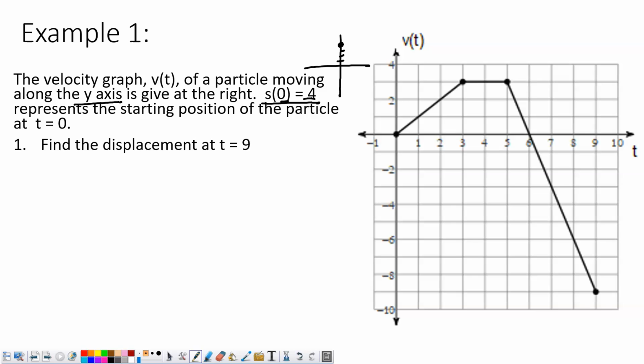So we talked about how to find displacement. Displacement is the integral of your velocity from your starting point to your ending point. So what's my starting time? 0. What's my ending time? 9. And so how do I find this? It's an area under the curve, right? So let's do that.